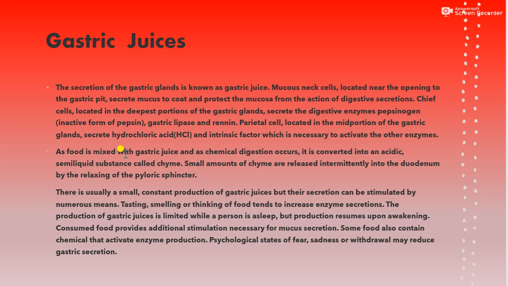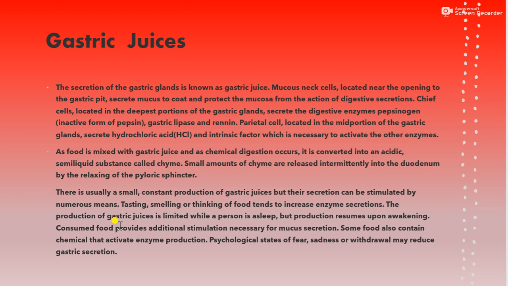As the food is mixed with the gastric juice and as chemical digestion occurs, it is converted into an acidic semi-liquid substance called chyme. Small amounts of chyme are released intermittently into the duodenum by relaxing the pyloric sphincter. There is usually a small constant production of gastric juices, but their secretion can be stimulated by numerous means, that is tasting, smelling, or thinking of foods tends to increase enzyme secretion.